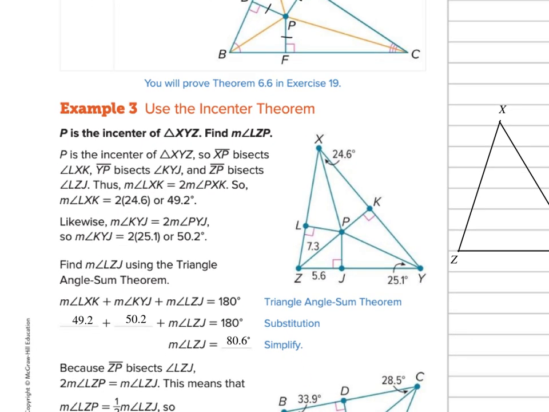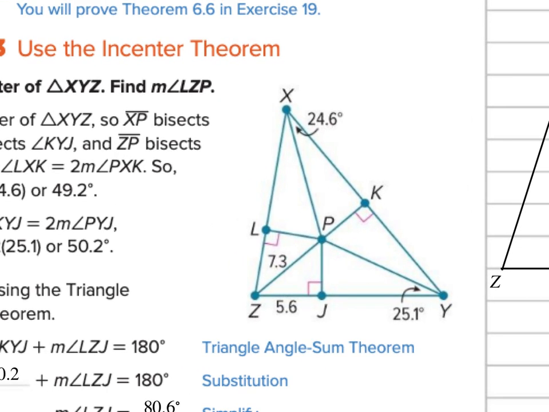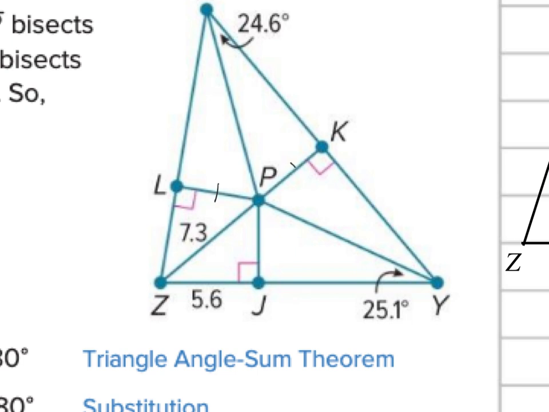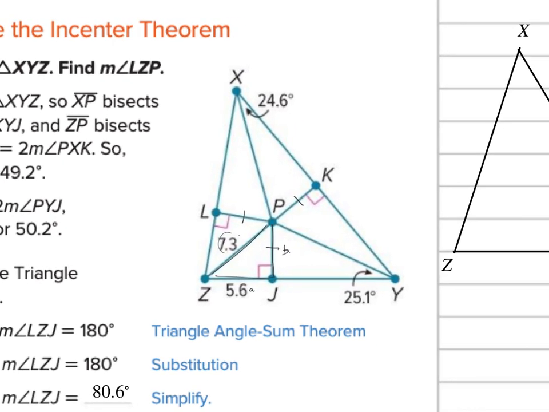Looking at this image right here, P is the incenter, okay? And then we know that this should be congruent to this, which should be congruent to that. We can use this triangle right here to calculate this value, because this could be A, B, C, and you could use the Pythagorean theorem to solve that problem.